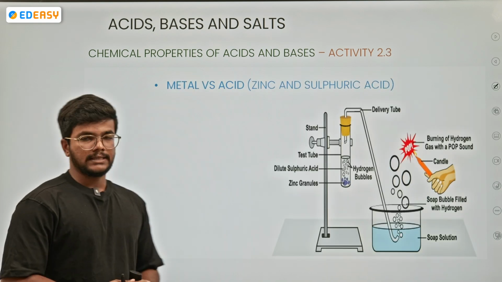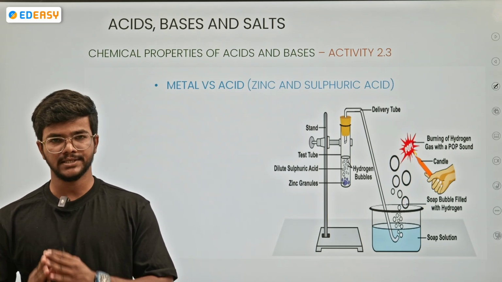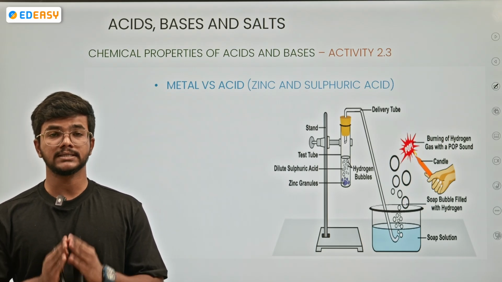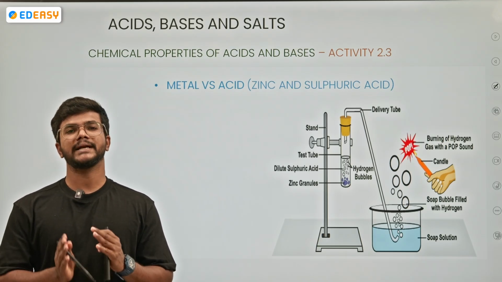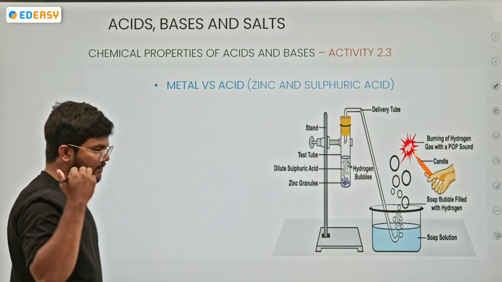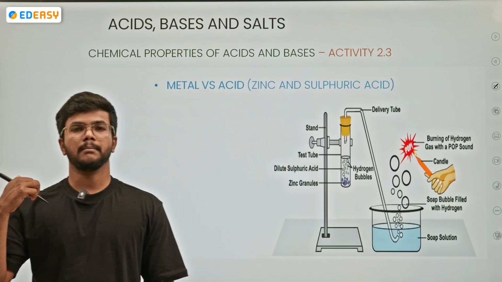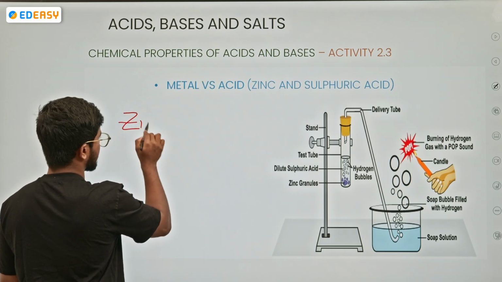Metal versus acid. These are the chemical properties of acids and bases. The first chemical property is when a metal reacts with an acid. So what happens when a metal reacts with an acid? Let me give an example. There are many metals, but let me take zinc.